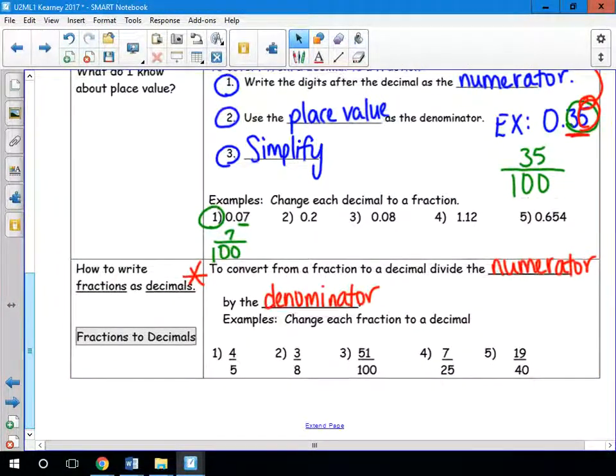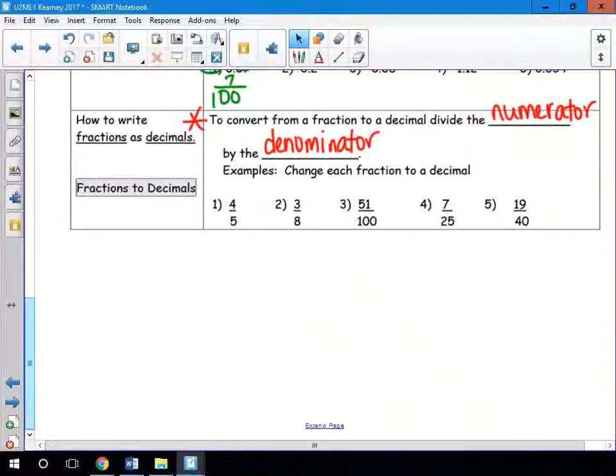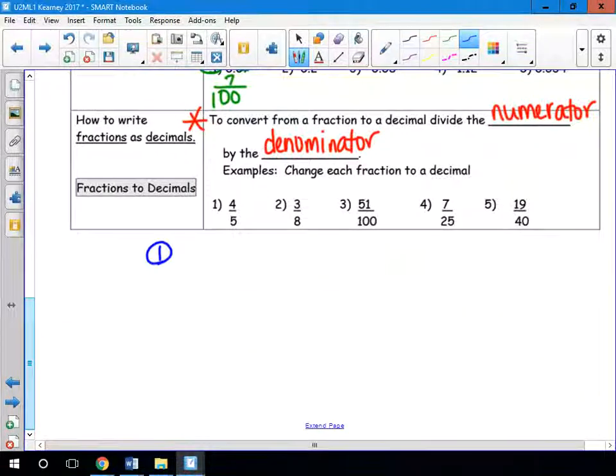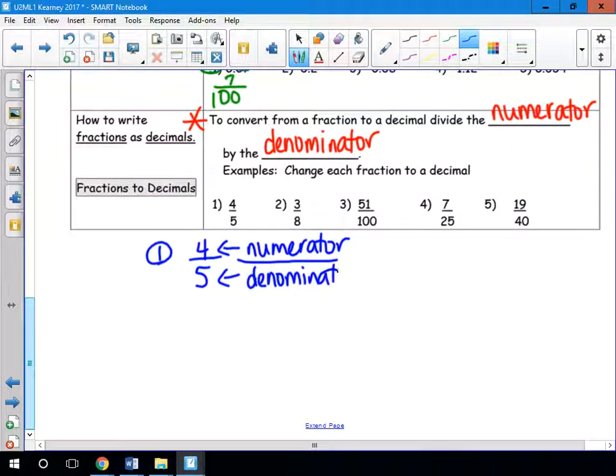Okay? So for example, if we have number 1, 4/5. Just to show you, this is the numerator. And we're going to divide that by the denominator. So, always that top number is the numerator, it's 4 divided by 5. So we're going to say 4 divided by 5. So can 5 go into 4? No, so we're going to put a 0, and then we have to add a decimal and a 0.